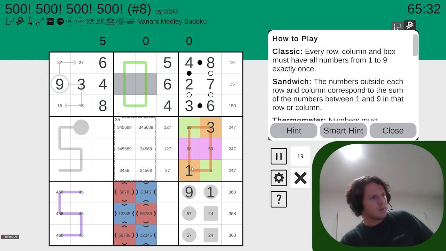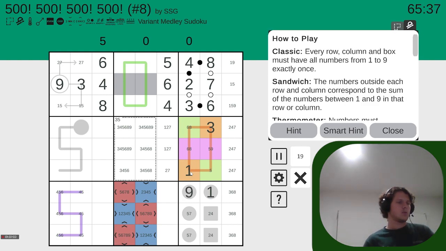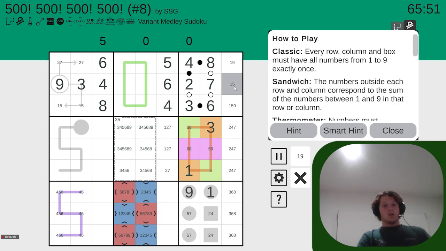Can 8 be next to a 3? Yes, the 8 can be next to a 3, you imbecile. 9 can only be next to a 4. A 9 can be next to a 4, which means an 8 can be next to a 3. Oh my. I was here.